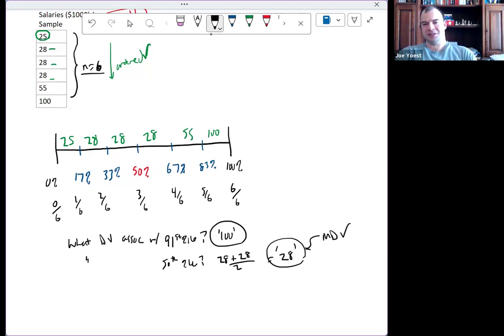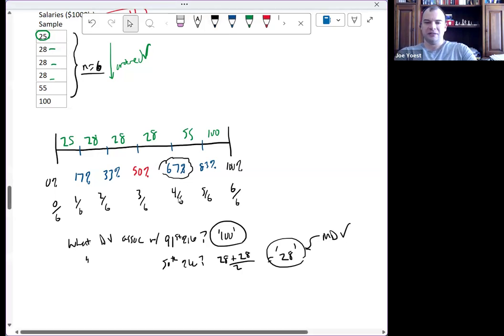If I were to ask a question like, what data value is associated with a 67th percentile, this would be kind of an annoying question to ask. This isn't the kind of question I would put in an exam. Because on one hand, you want to say, oh, 67%, I just look at it and average 28 and 55. But on the other hand, you're like, well, really, this boundary here is really 4.6.